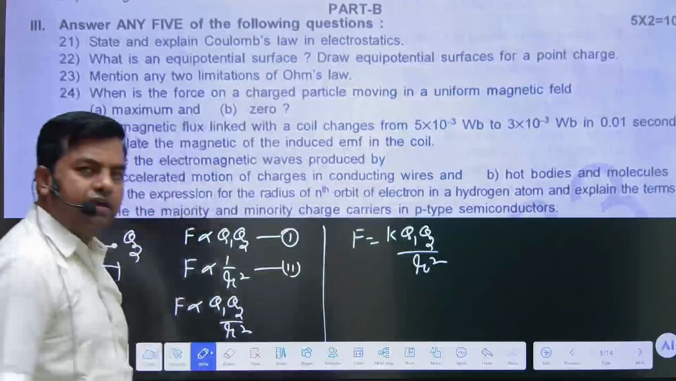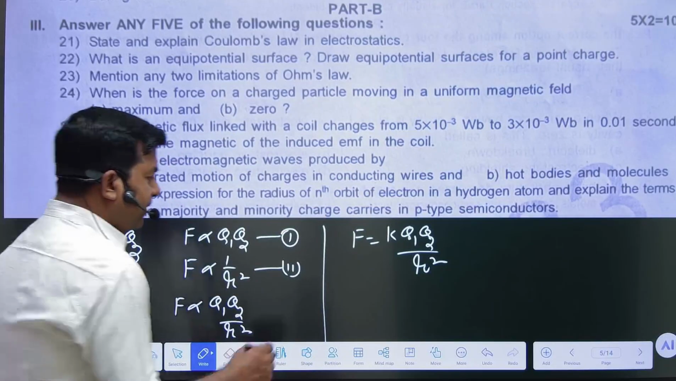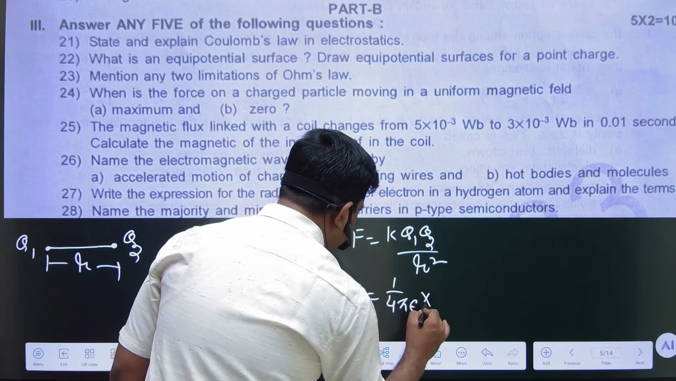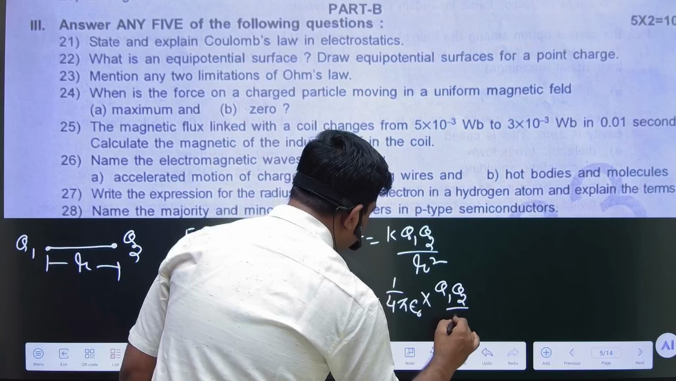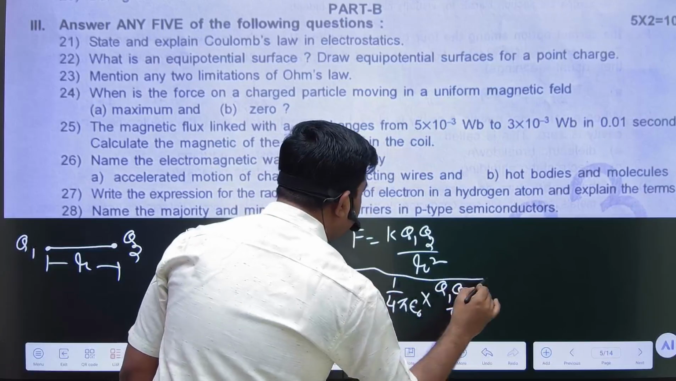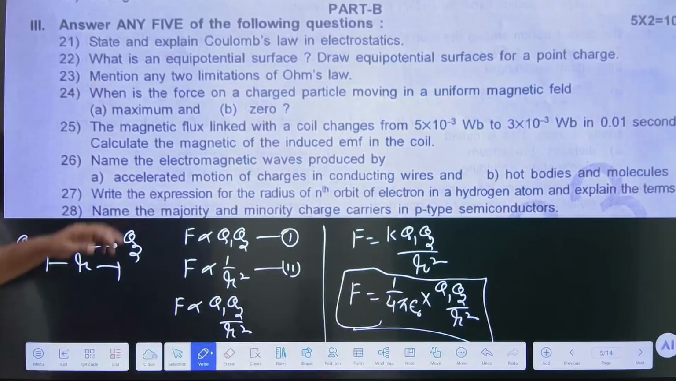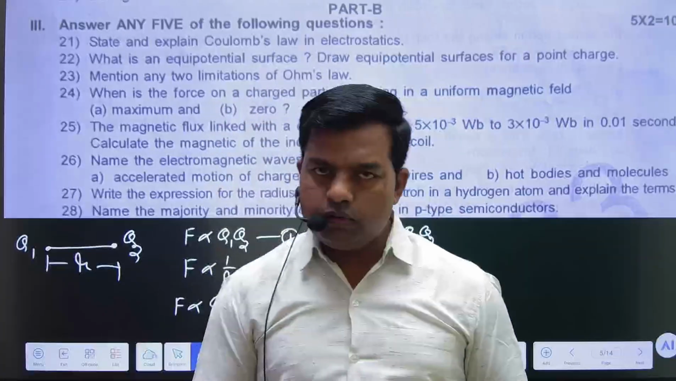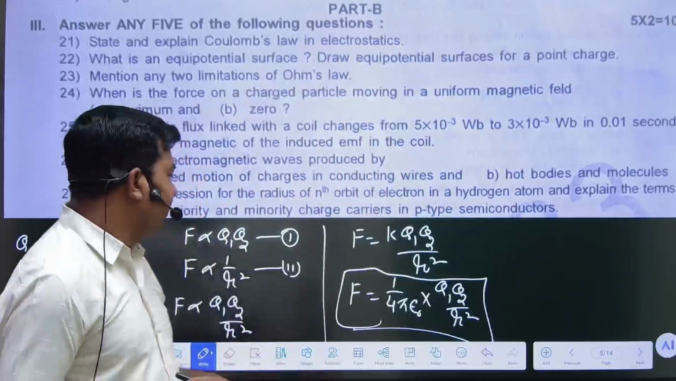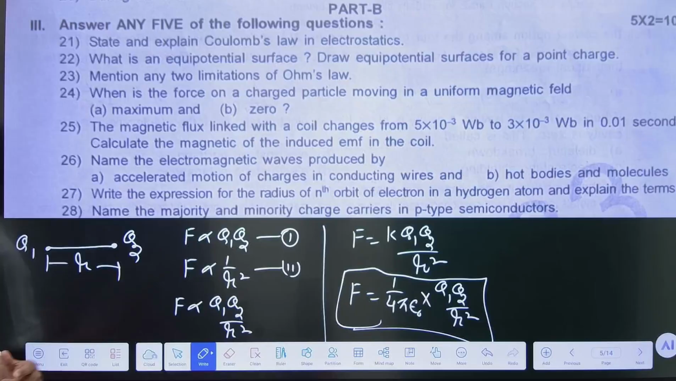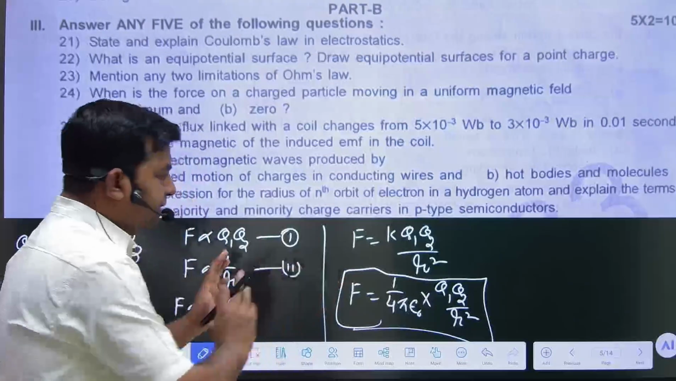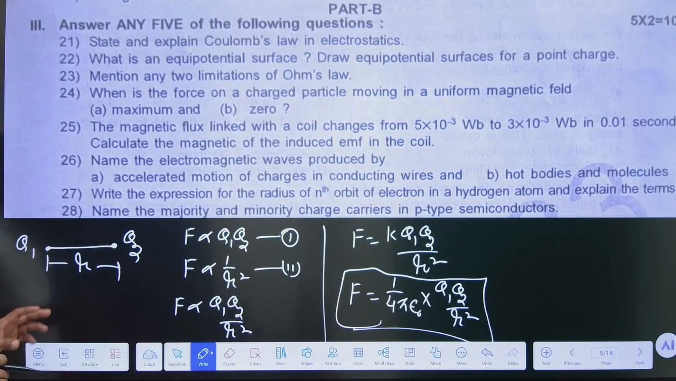And what is the value of K? So K is 1 upon 4 pi epsilon naught. So it is 1 upon 4 pi epsilon naught into Q1 Q2 by R square. This is Coulomb's law. Clear to you? So for state and explain Coulomb's law in electrostatics, we have to write first the statement. According to this law, the force of attraction or repulsion between any two static point charges is directly proportional to the product of the magnitude of the charges and inversely proportional to the square of the distance between the charges. And this is the expression. Clear to you? Now we have to move to the next question.